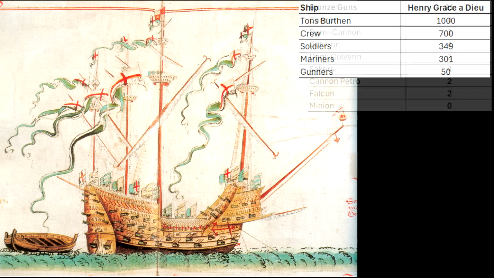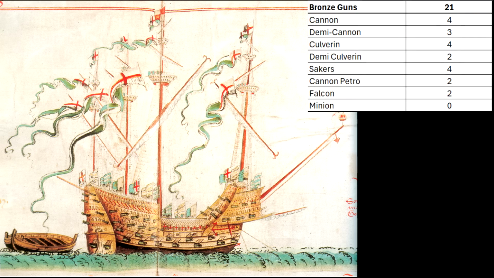Now, as for firepower, in terms of bronze guns, so these are generally the larger ship killers, although there are a few iron ones, but most of the iron ones tend to be smaller. You can see we have 21 bronze guns in total, 4 big cannon, 3 demi-cannon, 4 culverin, 2 demi-culverin, 4 sakers, 2 stone throwers, and 2 little falcons.